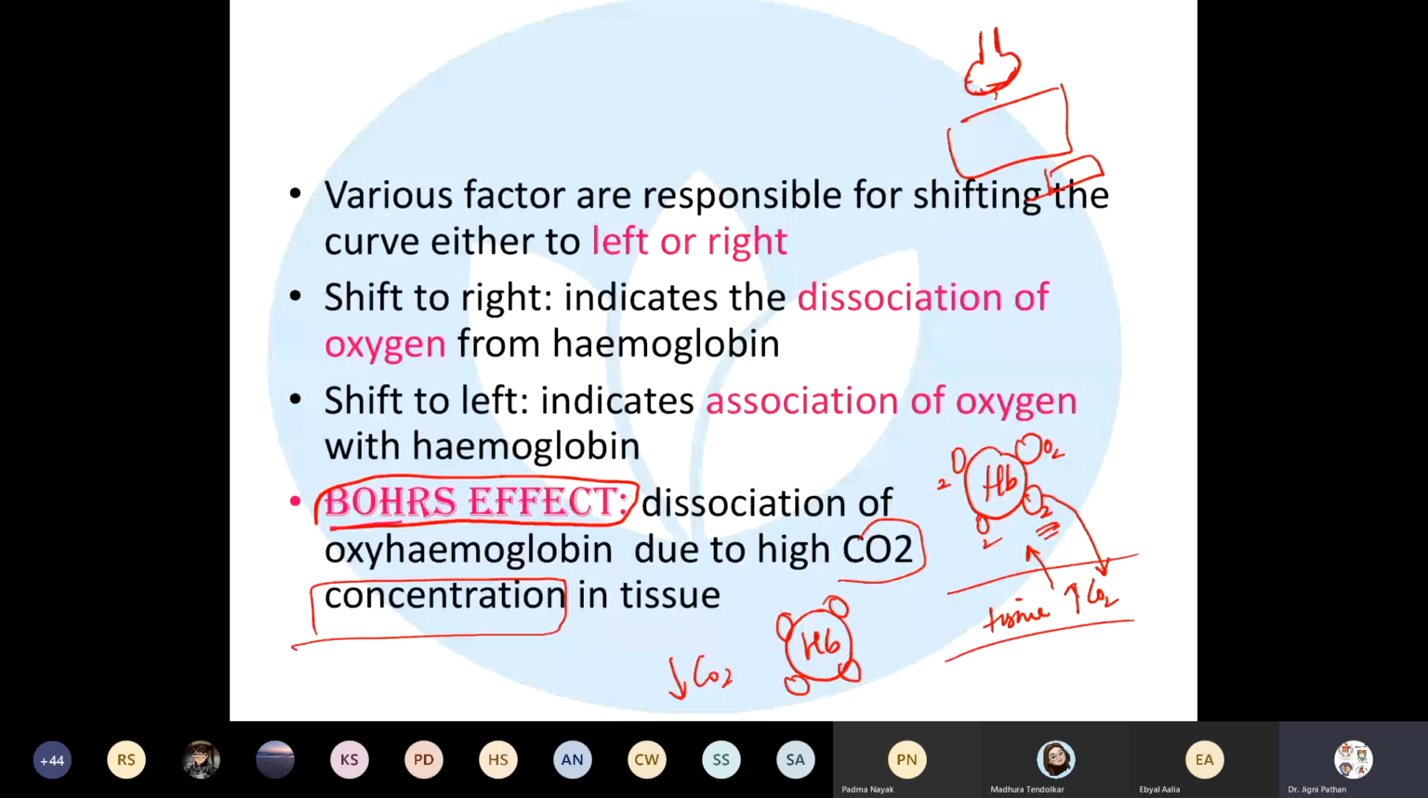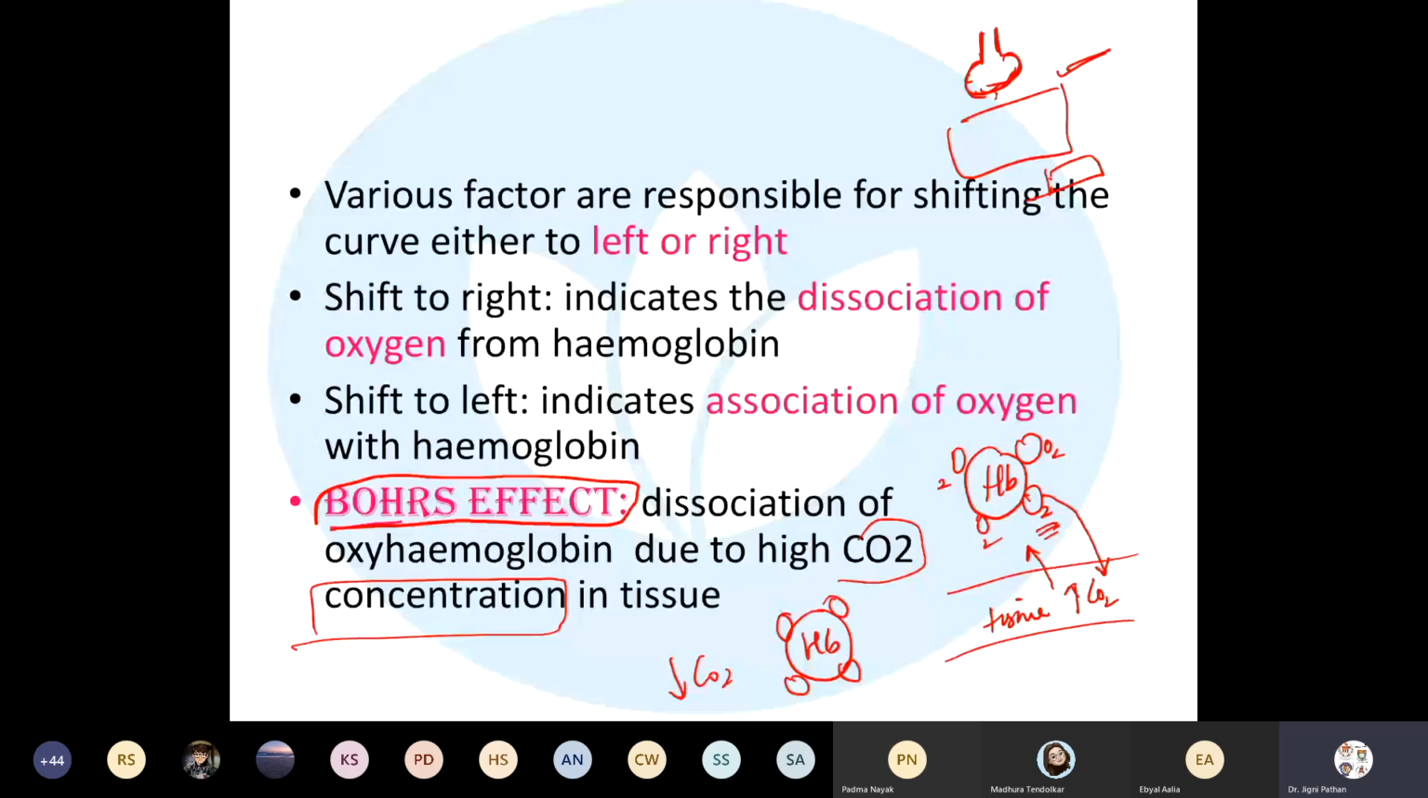You remember this one? This is blood circulation. This is lungs. This is tissue. You remember? We studied this. Everybody remember? Say yes if you remember. Yes, you remember, right? Yes, very good, Sakshi.